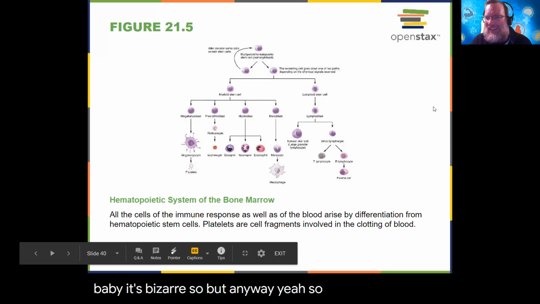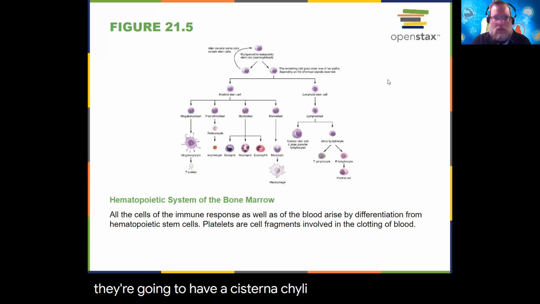So raccoons, right? They're going to have a cisterna chyli too. Oh crap, right, 40 raccoons. I know, right? Lori?